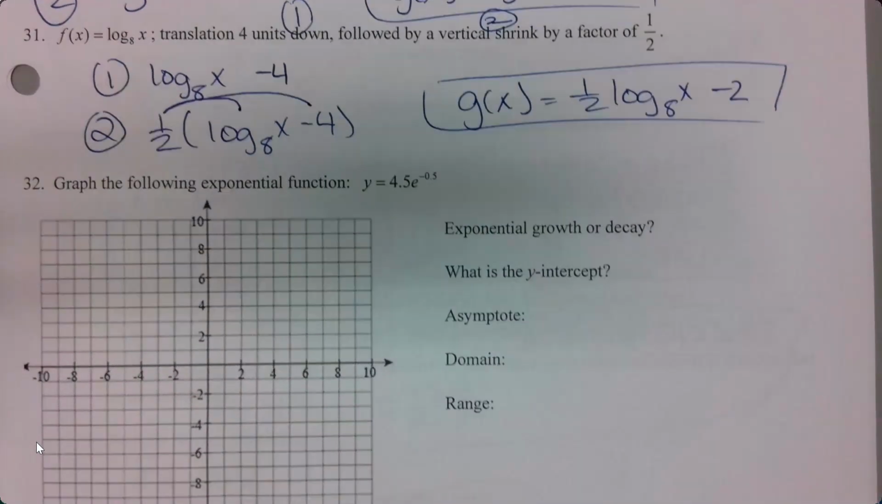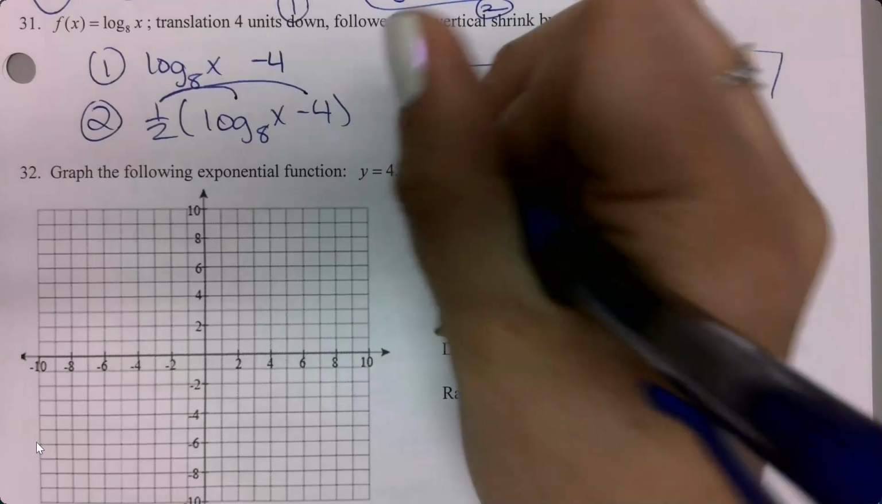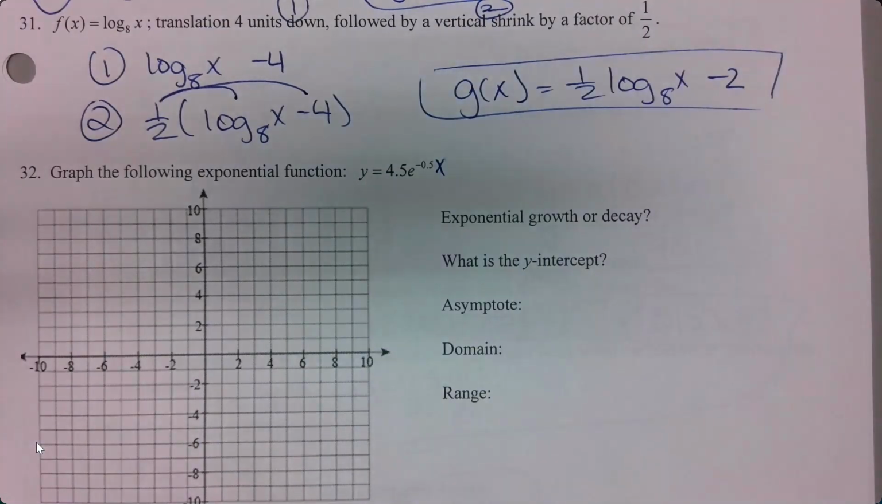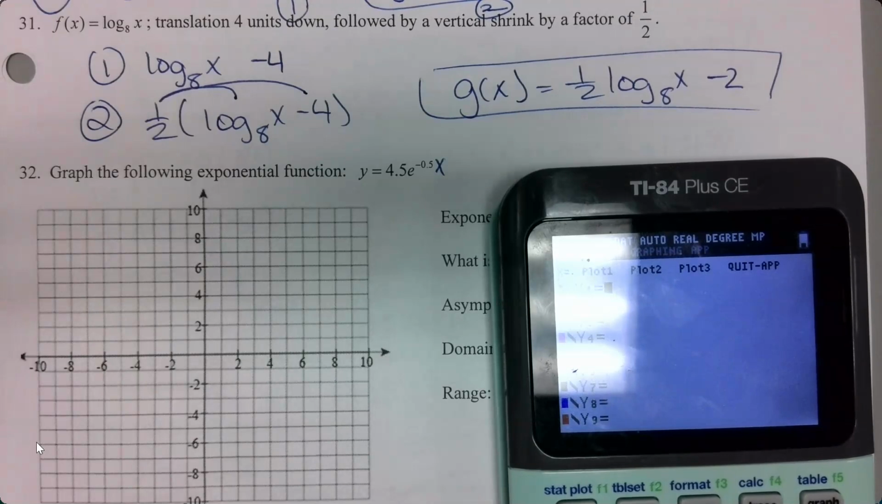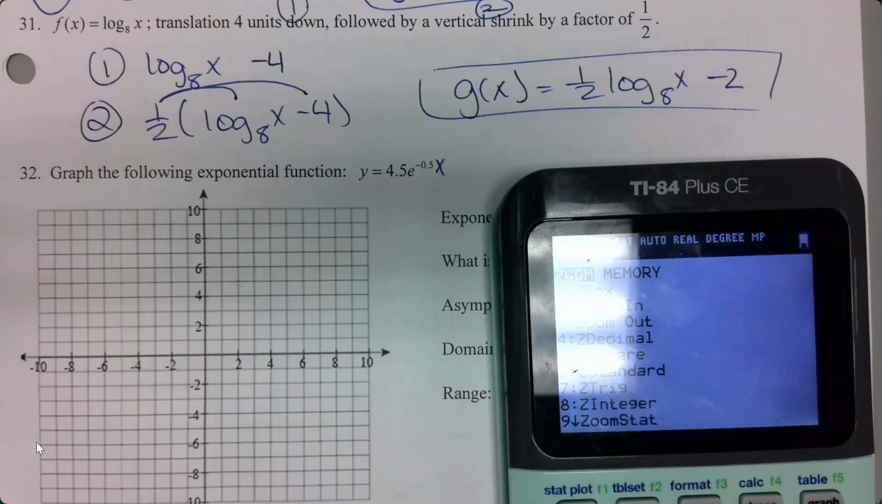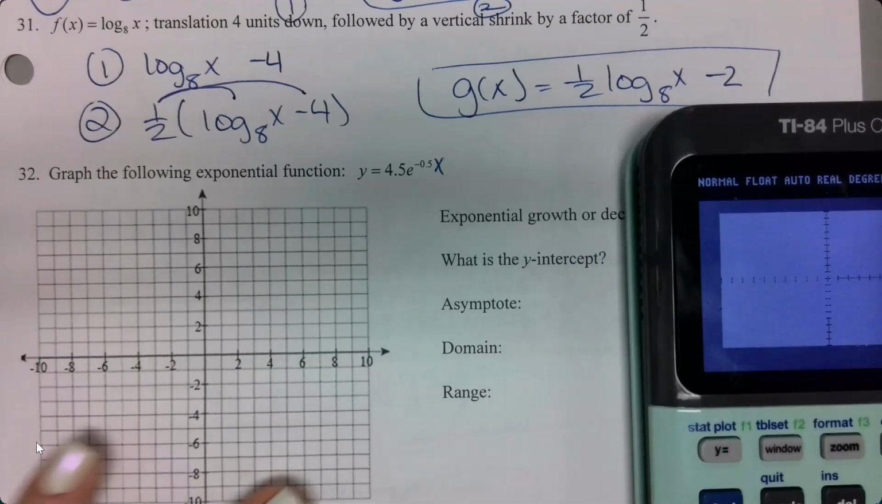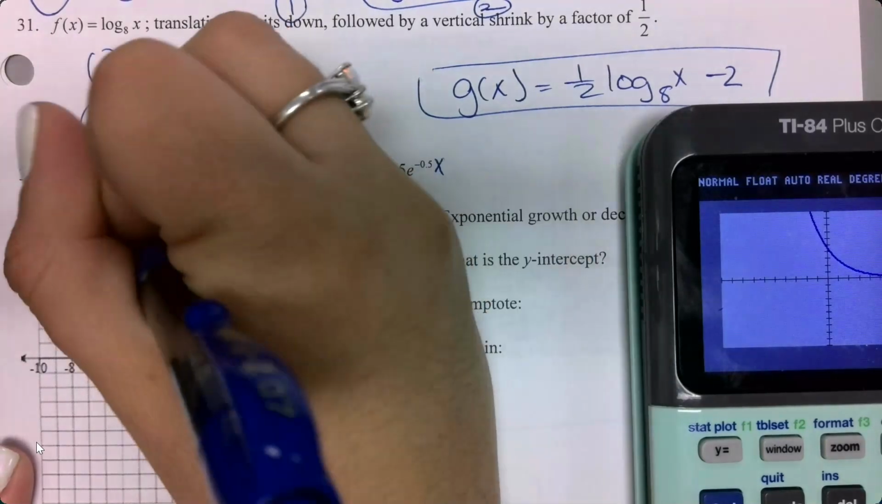This one wants me to graph the function 4.5 e to the negative, I think there should be an x right here. So I'm going to graph this on my calculator and then sketch it on the paper. So 4.5 e to the negative 0.5 x. And then I'm going to go to zoom because my window's all wacky. And I want to fix this, so I'm going to press 6 to make it my original. So it looks something like this.